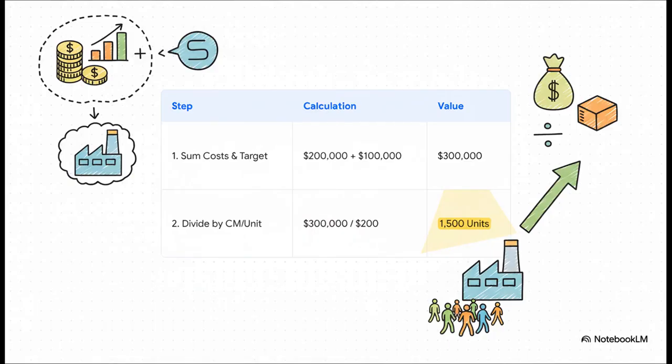Let's apply this. Suppose our company has set a target operating income of $100,000. We first add that target to the $200,000 in fixed costs, giving us a total of $300,000 that must be covered by the contribution margin. We then divide that $300,000 figure by our $200 contribution margin per unit. The result is clear. The company must sell 1,500 units to achieve its profit goal.